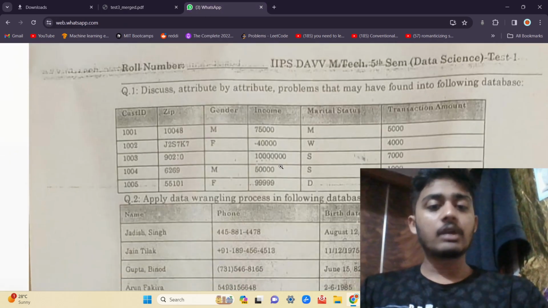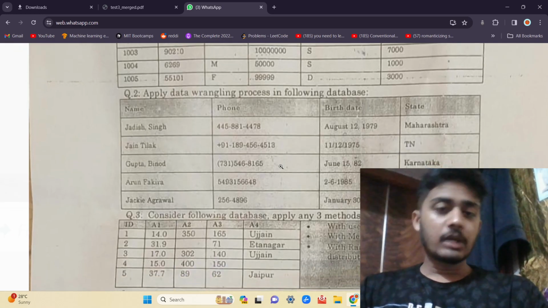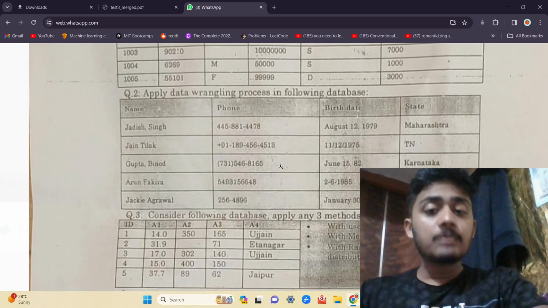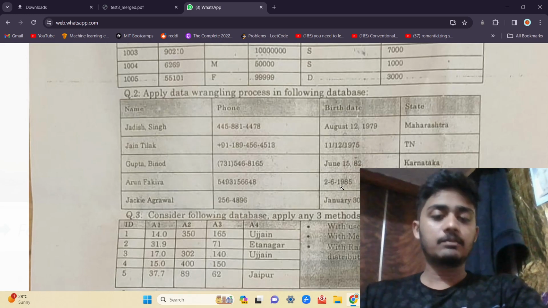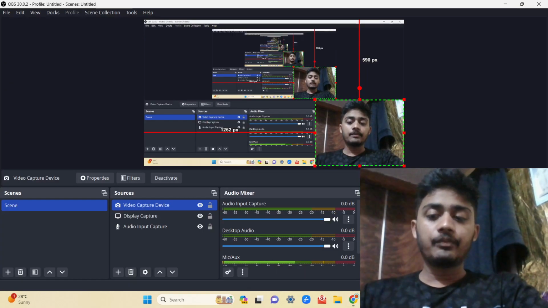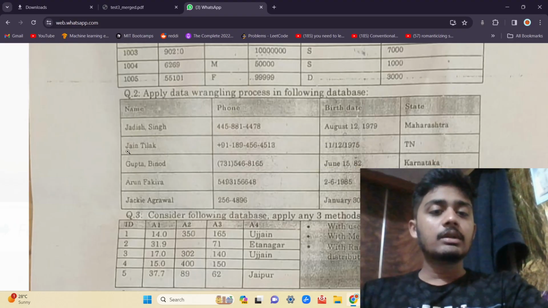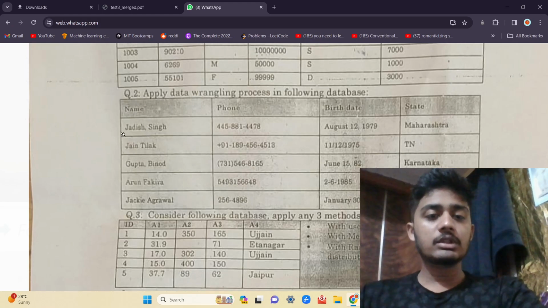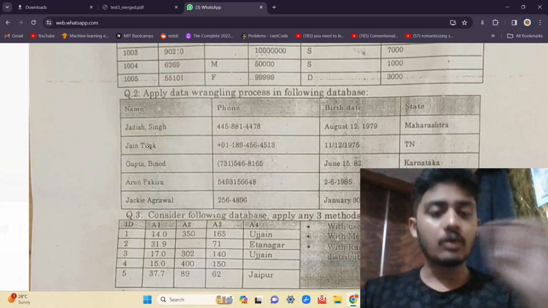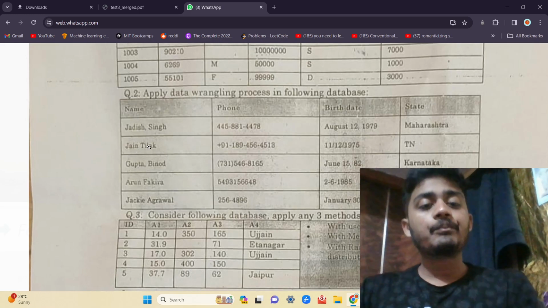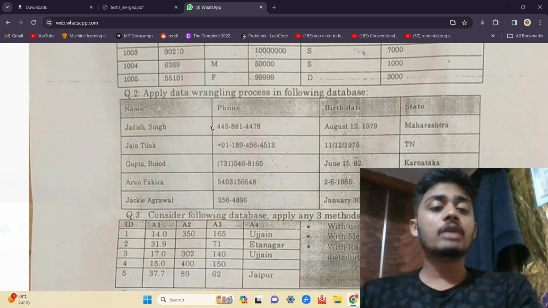Let's start with the second question. The second question says to apply the data wrangling process to the following database. Here you can see that the first one is named Jagdish, comma, Singh, then Jayan Tilak and so on. For data wrangling, we have to make them uniform data.